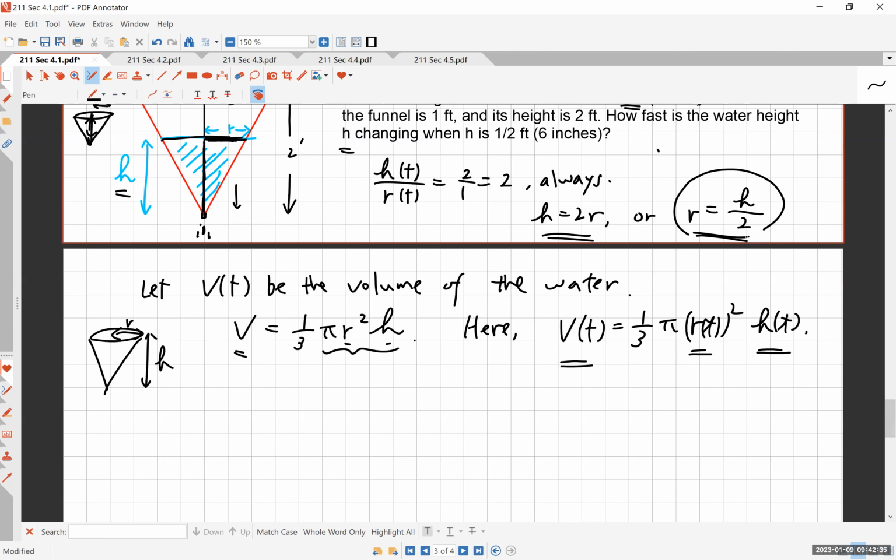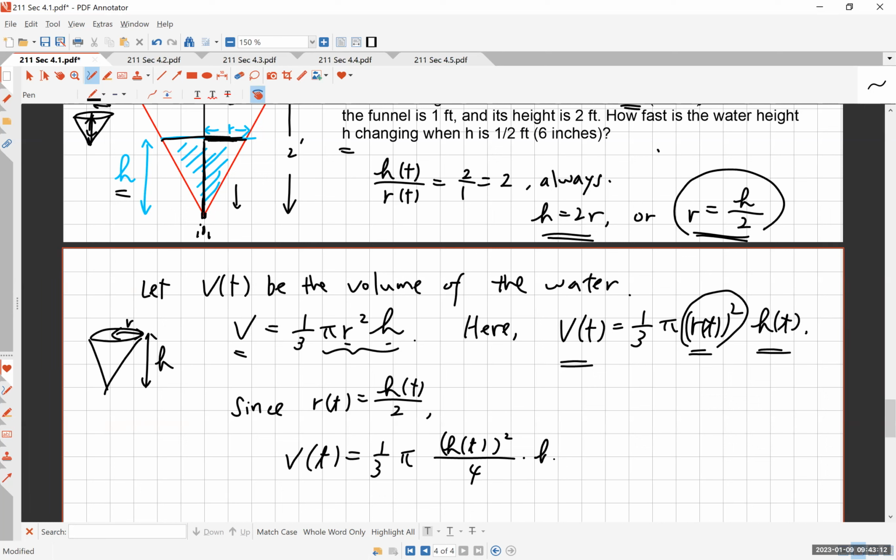All right, so here, this tells you how H and R are related to each other, right? So you can switch one of these. What I'm going to do is to write R as H over 2. Since R of T is always 1/2 of H, we can rewrite V as 1/3 pi. Oh, so R square is going to be written as H square over 4, and then you have another H of T, right?